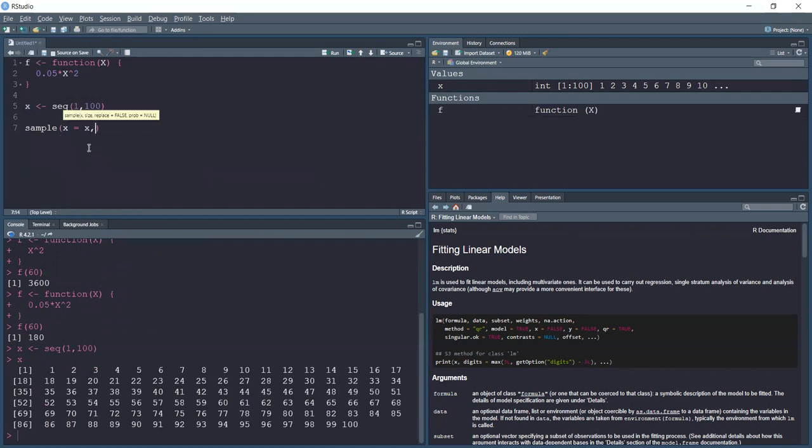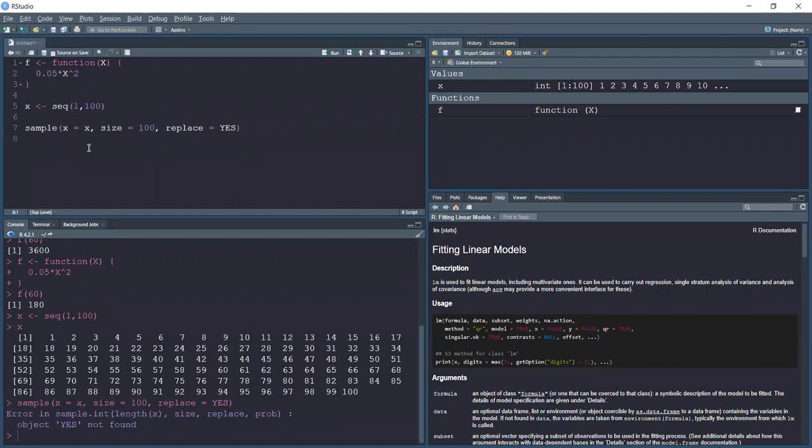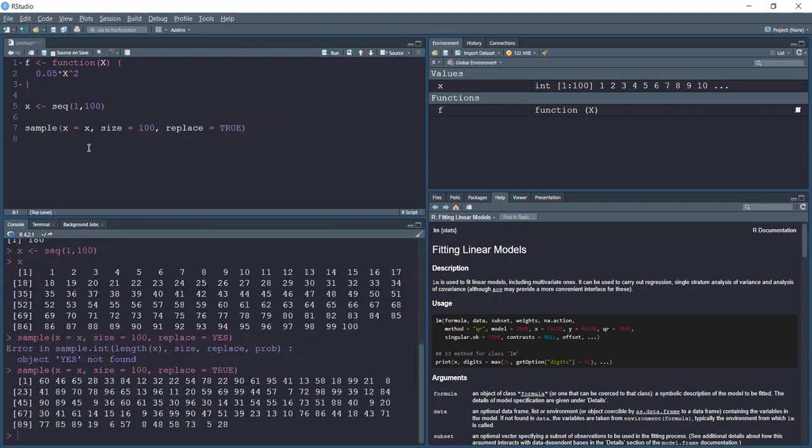Let's see. Randomly generate 100. Let's have a look. Do I need this? And this has not worked. Replace. Yeah, you need to type TRUE, not did I just type yes?